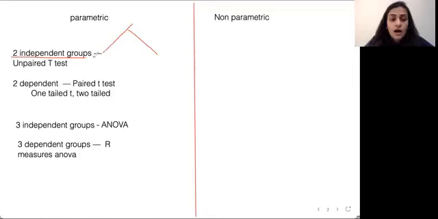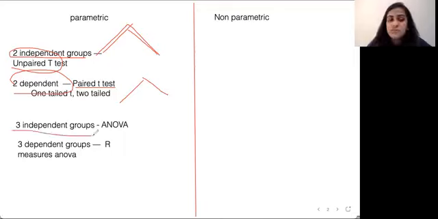So 2 independent groups, it's going to be group A, it's going to be group B. That's when you use an unpaired t-test. When you have 2 dependent groups, you're going to use the paired t-test. Your paired t-test is going to be one-tailed or two-tailed, depends. If there are 3 independent groups, we use the ANOVA, and if there are 3 dependent groups, we use the repeated measures ANOVA. Clear, everyone?